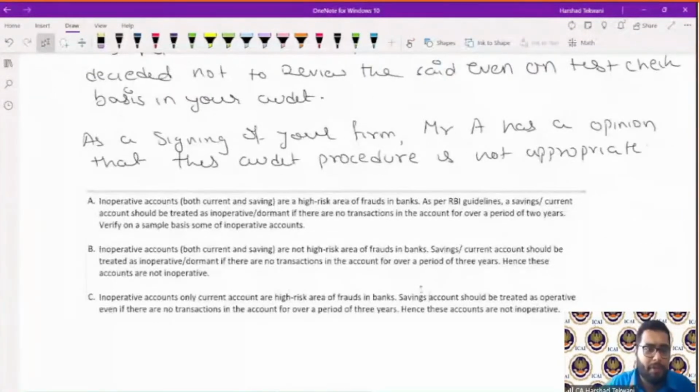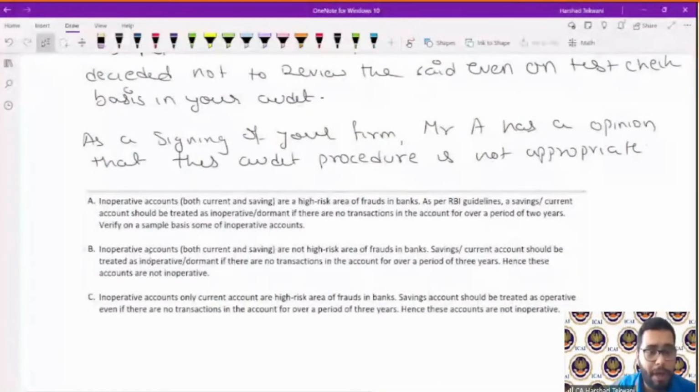So these are the options. Inoperative accounts, both savings and current, are high risk area of fraud in banks. As per the RBI guidelines, a saving or current account should be treated as inoperative or dormant if there are no transactions in the account for over a period of 2 years. We need to verify on a sample basis some of the inoperative accounts.